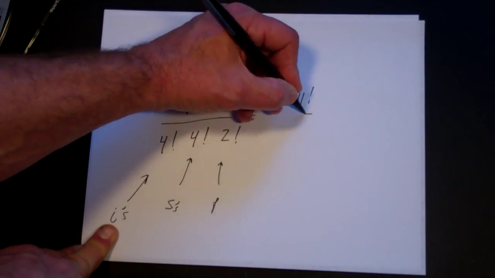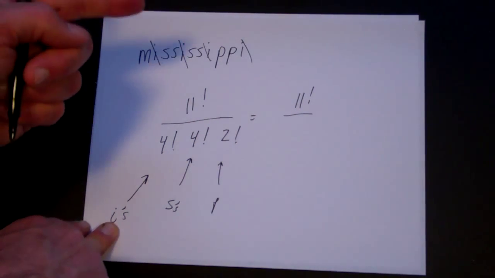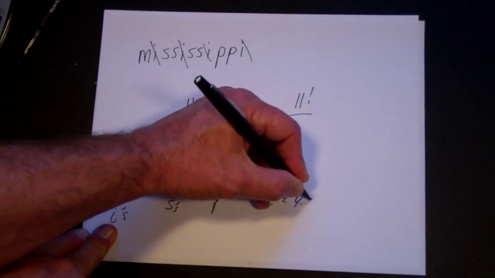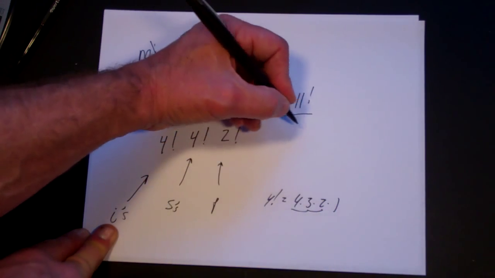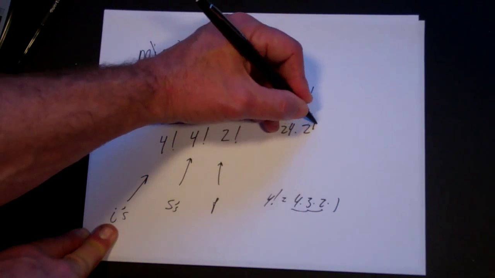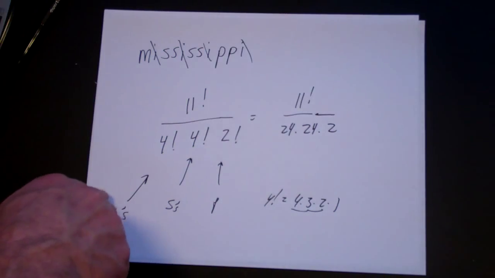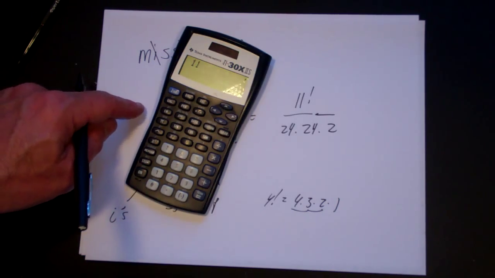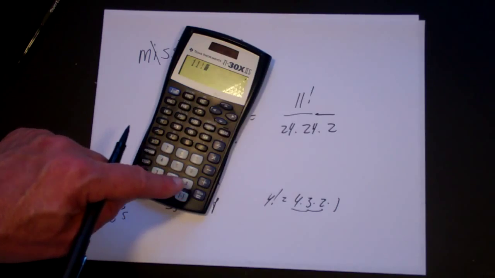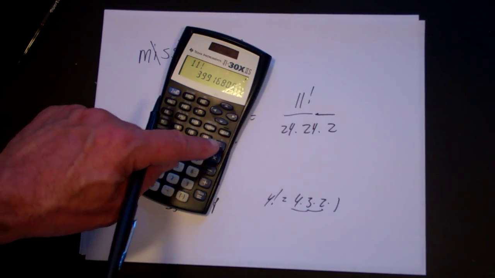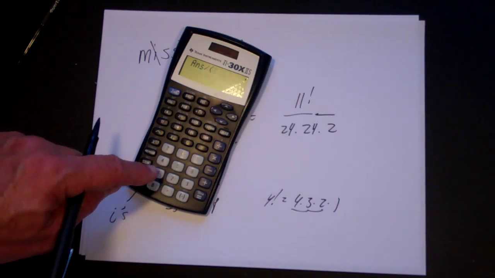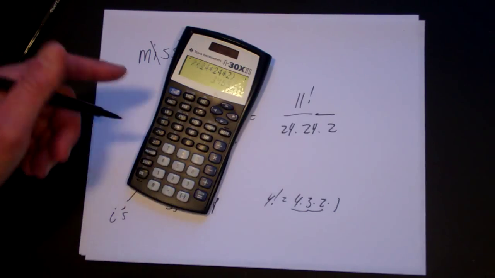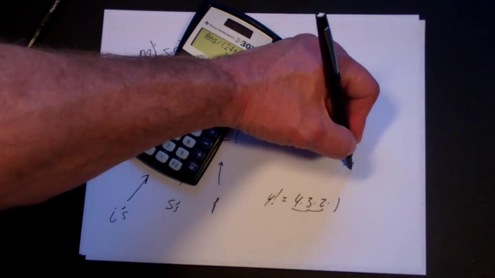So that's 11 factorial over, now 4 factorial is 4 times 3 times 2 times 1, which is 24, times 24 times 2. I'll just do that on my calculator real quick. 11 factorial divided by parentheses 24 times 24 times 2. And you get 34,650.